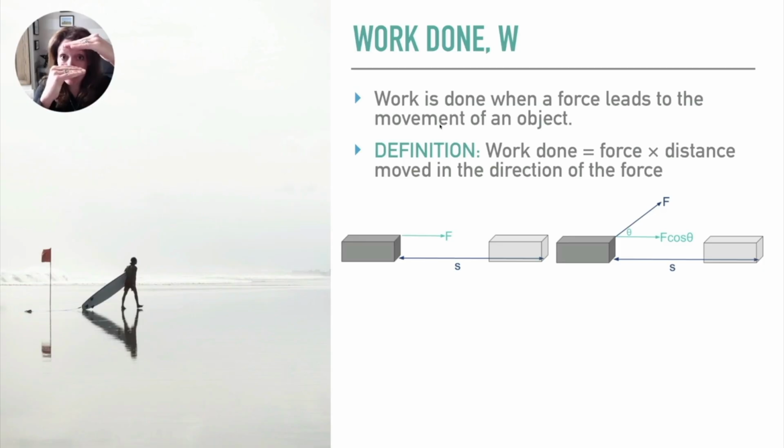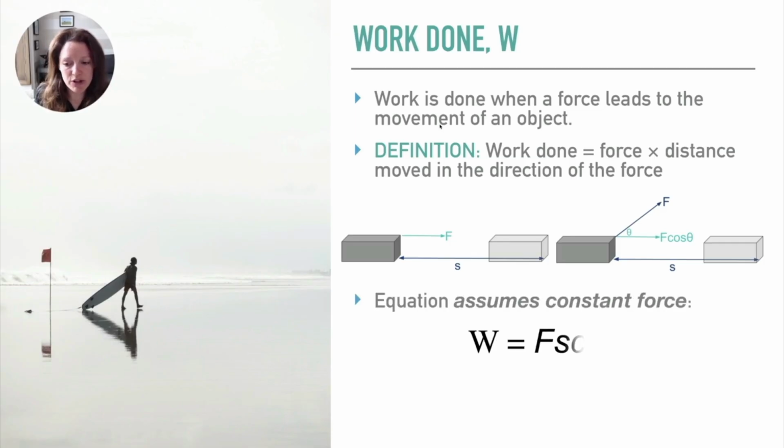Now, if they're parallel, theta is 0 and cos 0 is equal to 1. So if they're parallel, it's just Fs, force times distance. But if they're not parallel, we have to add in this cos theta factor. So we come up with a formula of W equals Fs cos theta.